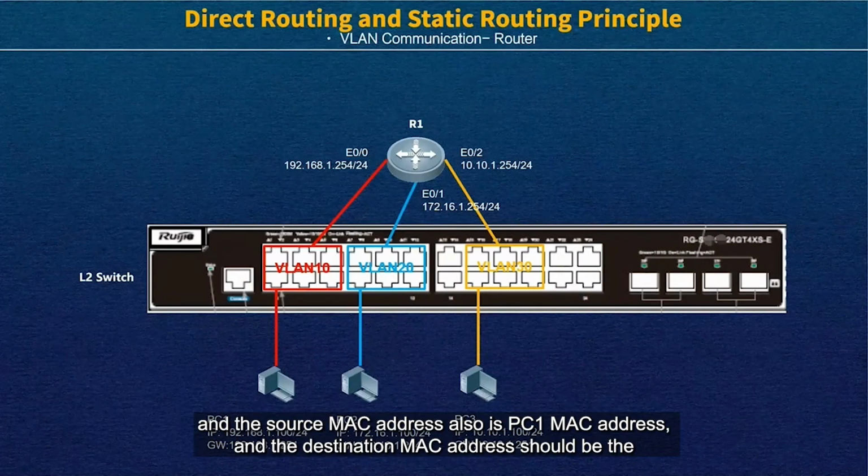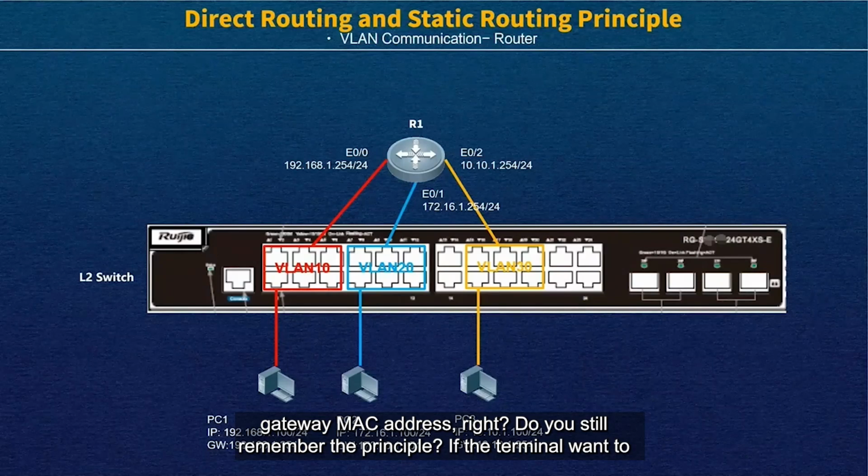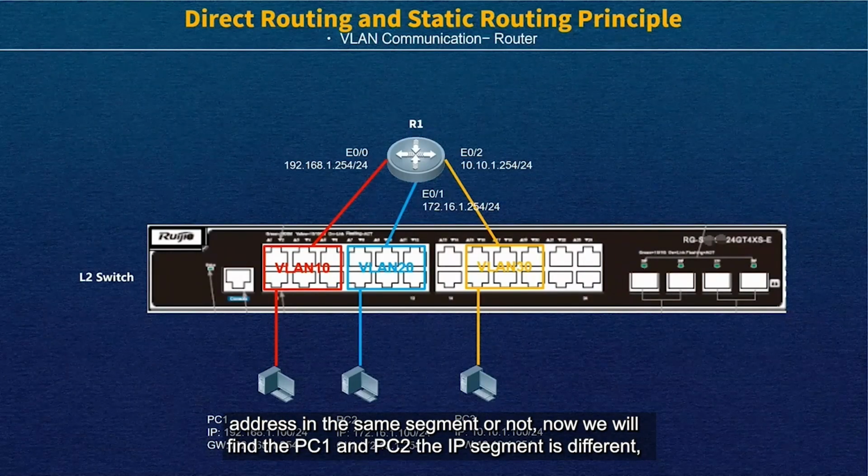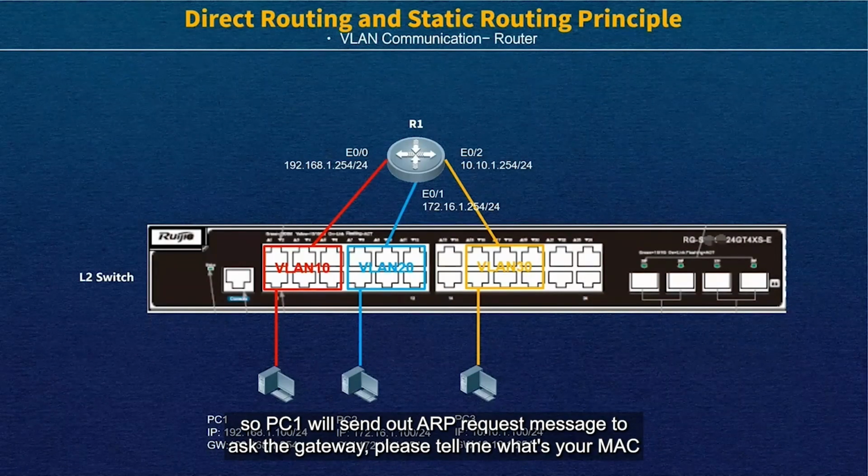And the source MAC address also is PC1 MAC address. And the destination MAC address should be the gateway's MAC address, right? Do you still remember the principle? If the terminal wants to send out a message, the first step is to check whether the destination IP address and my IP address are in the same segment or not. Now we will find PC1 and PC2's IP addresses are different. So PC1 will send out an ARP request message to ask my gateway, please tell me what's your MAC address.